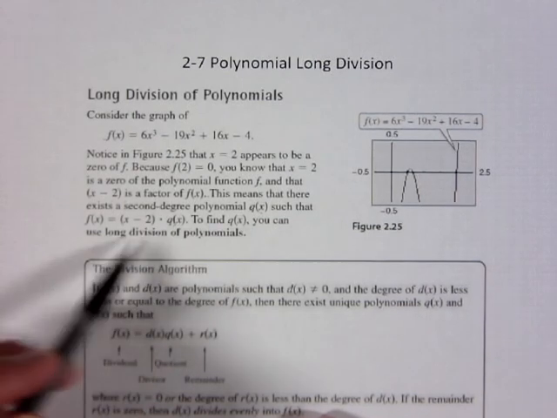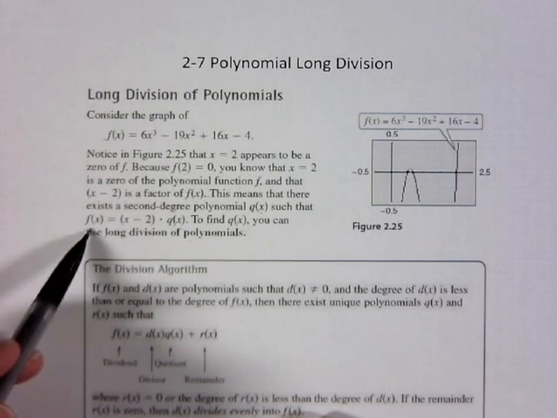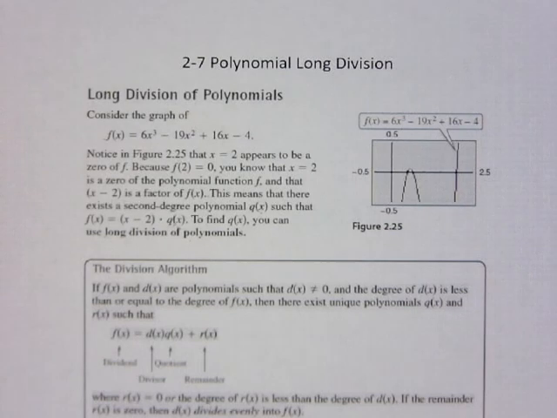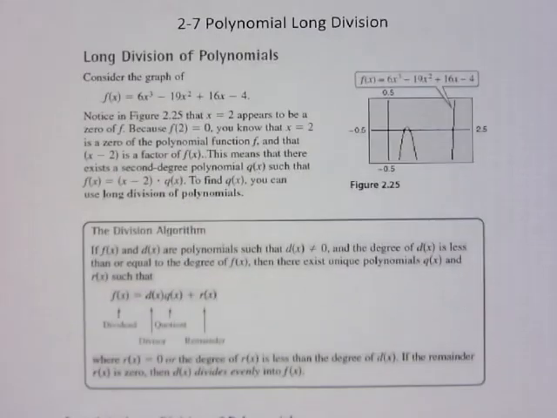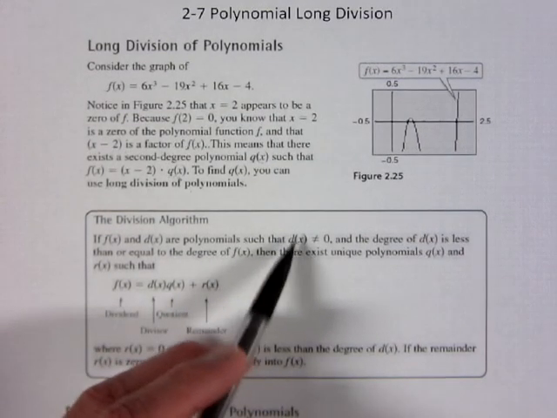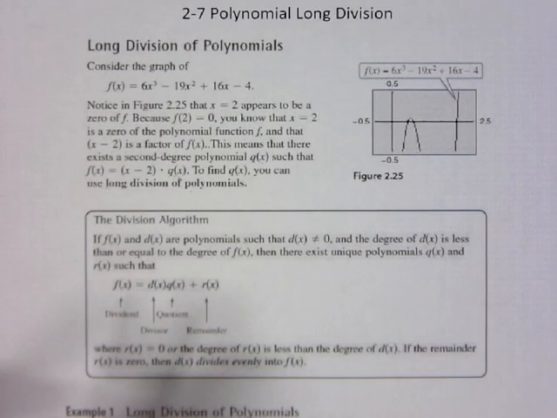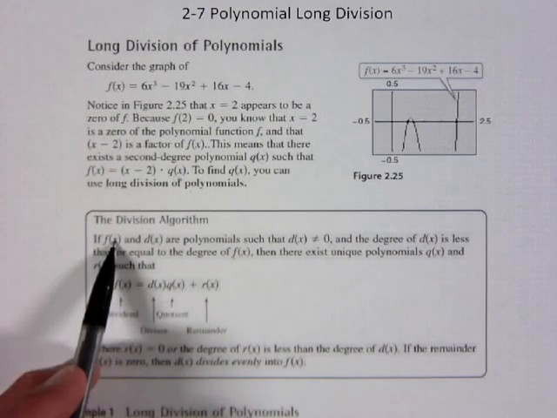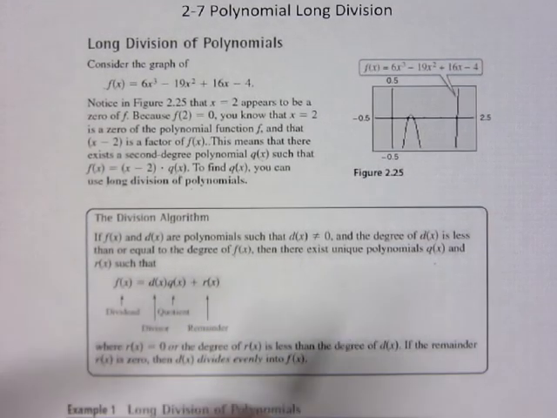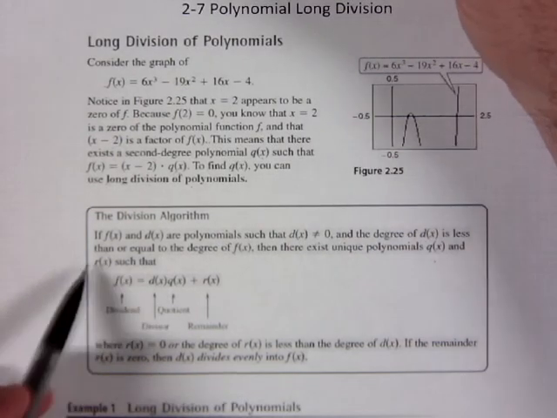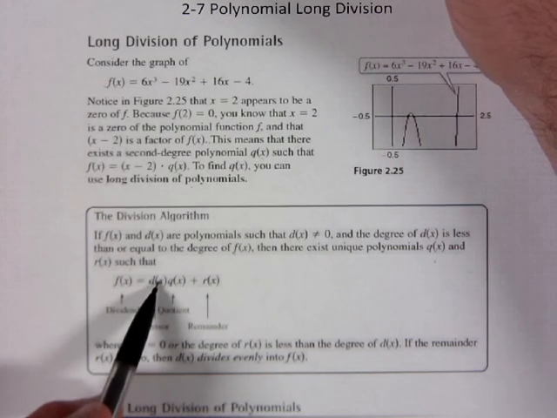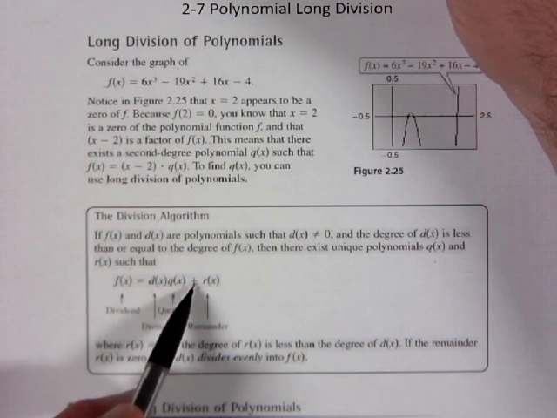So to find q of x, you can use long division. In other words, if you divide the polynomial by its factor, then you would get this other q of x. So there's a division algorithm that we can look at here. It says if f of x and d of x are polynomials, such that d of x is not equal to 0 and the degree of d of x is less than or equal to the degree of the original polynomial, then there exist unique polynomials q of x and r of x. Now remember, all these are polynomials, such that f of x equals d of x times q of x plus r of x.